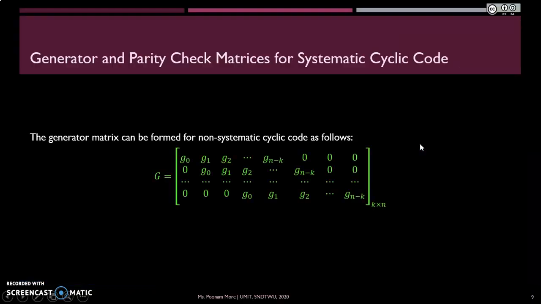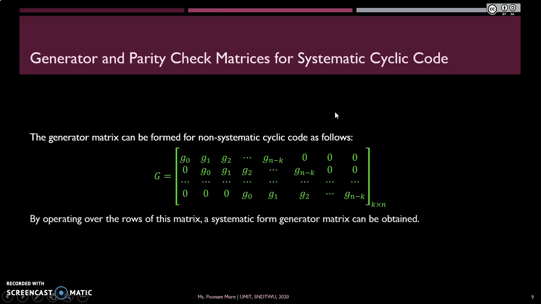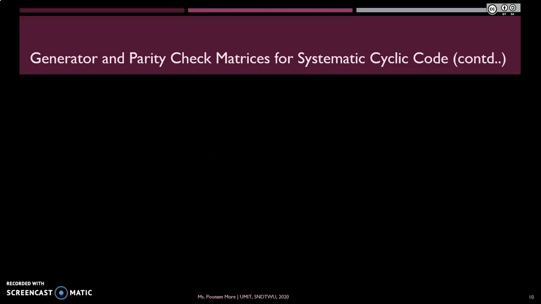We already know that the non-systematic cyclic code generator matrix is represented in this form, and by applying row operations on this matrix we can get a systematic form for a generator matrix. So let's see how to get a systematic cyclic code generator matrix with an example.